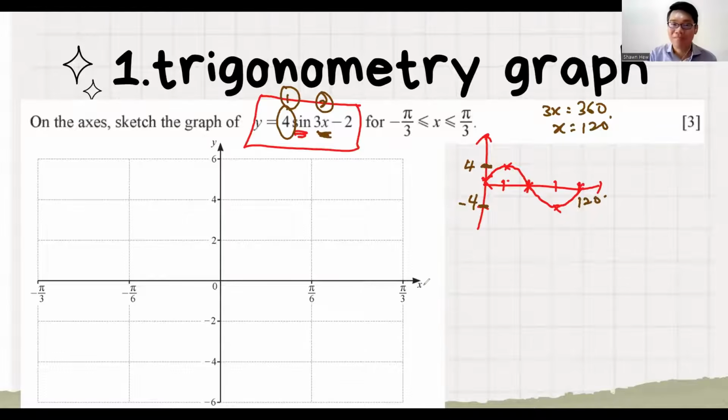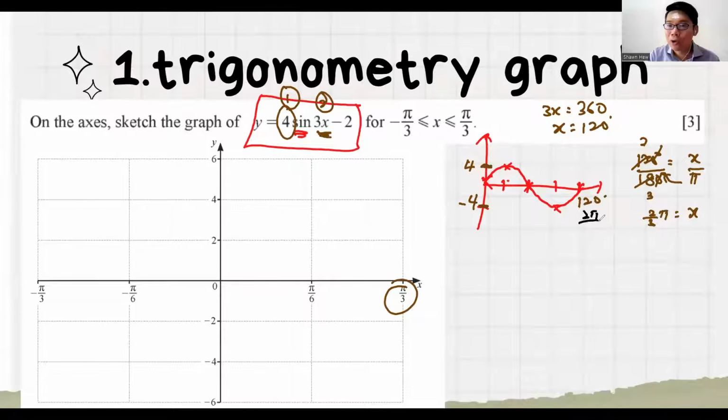But this question is not in degree mode, so we need to do the conversion. 120 degrees, I don't know how many radian, but I confirm 180 degree is pi radian. So 120 degree is 2 pi over 3. Half of it is 1 pi over 3. Half of pi over 3 is pi over 6. Pi over 6, 2 pi over 6, 3 pi over 6. So this is how we know the x scale.